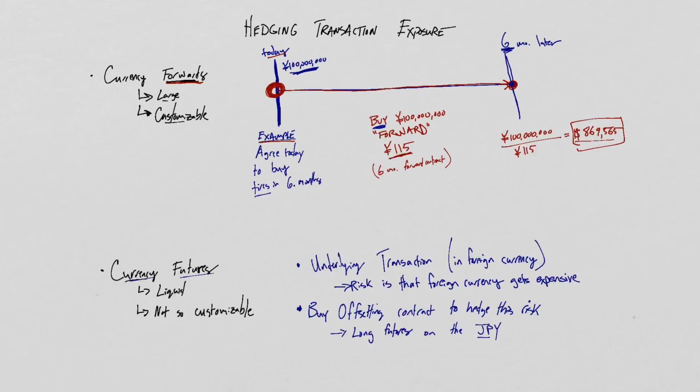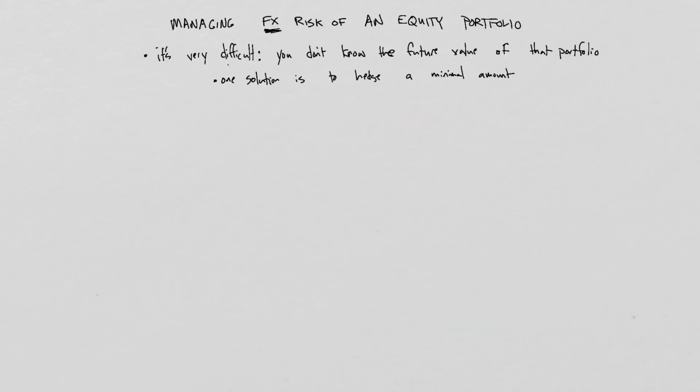Here in this example, we were buying and selling underlying physical goods, and we were hedging out that currency transaction exposure. Here we were buying tires, and we knew exactly how much exposure of yen we had. But here, we don't know what the value of this portfolio will be in 6 months. And so we don't know how much to hedge.